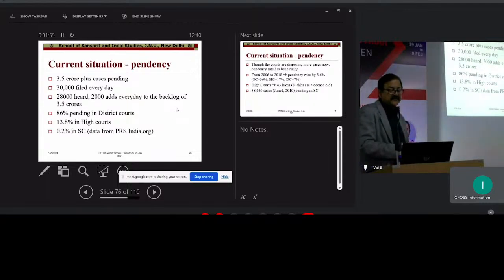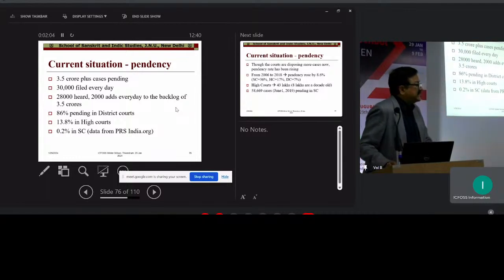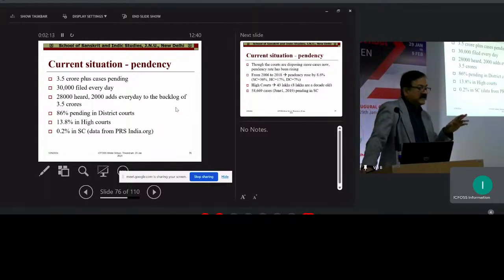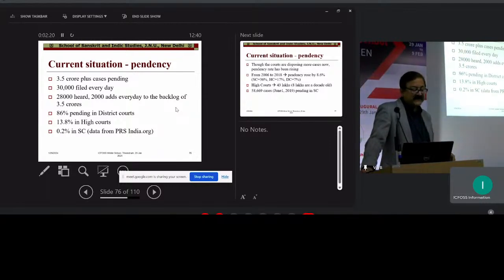And 3.5 crore plus cases are pending. Pendency is very high. Many cases haven't been heard for decades. 30,000 cases are filed every day, and 28,000 are heard. And being heard does not necessarily mean judgments are given. 2,000 are not heard every day. Right? And 86% are pending in district courts because there are many languages in district courts. 13.8% are in high courts and only 0.2% in the Supreme Court.